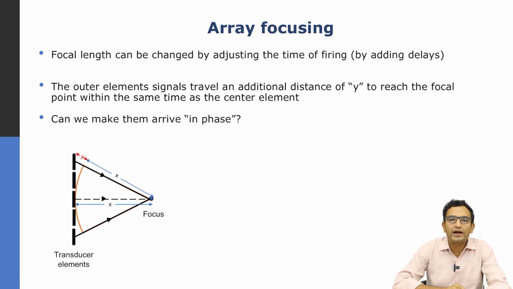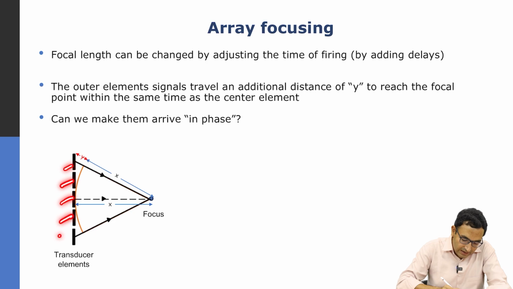But what if we would like to focus? Essentially, we want a directed wave, not a plane wave. We can change the focal length by adjusting the time of firing or by adding delays. Now, how is that? Let us see the schematic. You have these array elements, and they are firing.